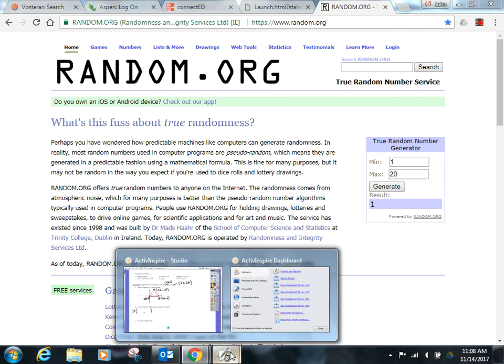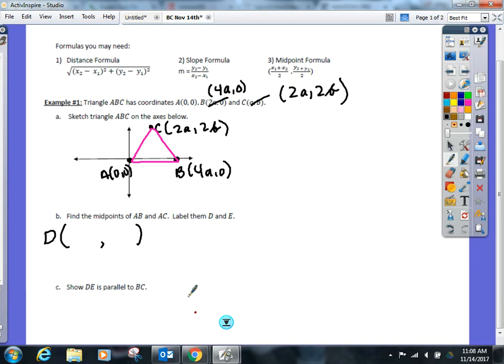What do we have? 2A, 0, yep. So there is point D, 2A, 0. And then let's find point E now, which is the midpoint of AC. Now I'm going to have you use the midpoint formula, which is right up above. Add your x's, divide by 2. Add your y's, divide by 2.